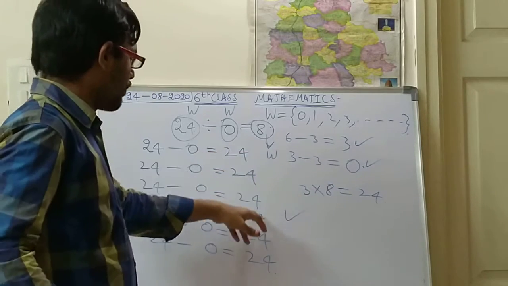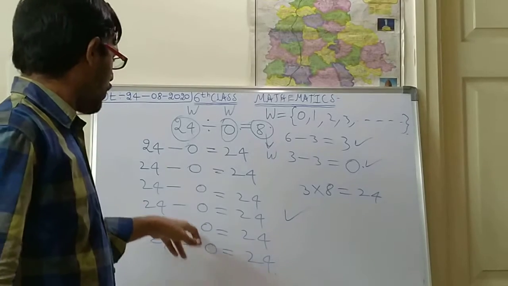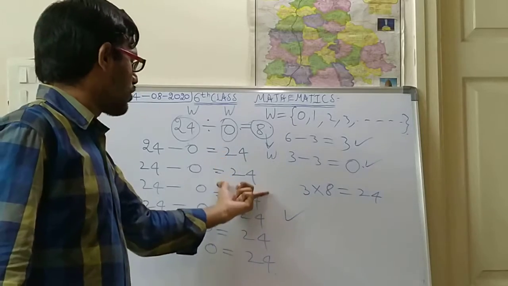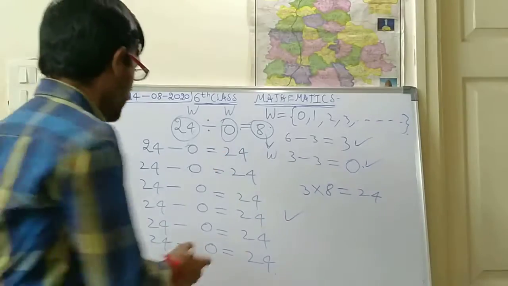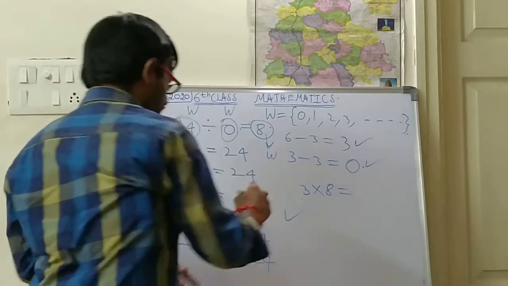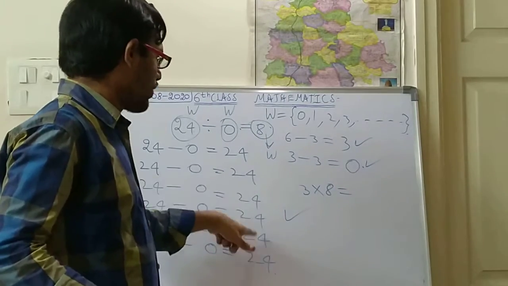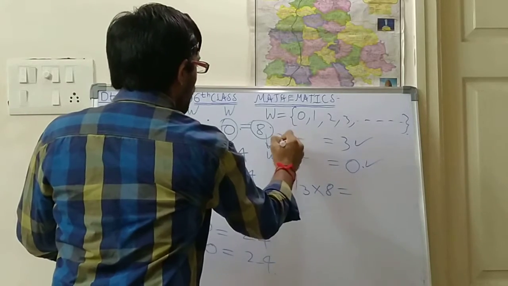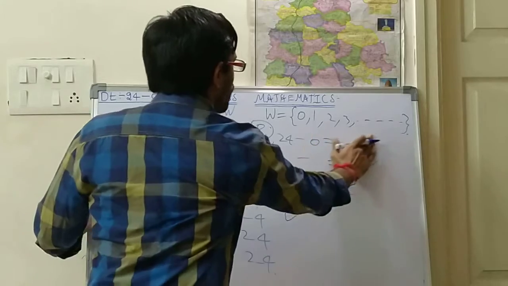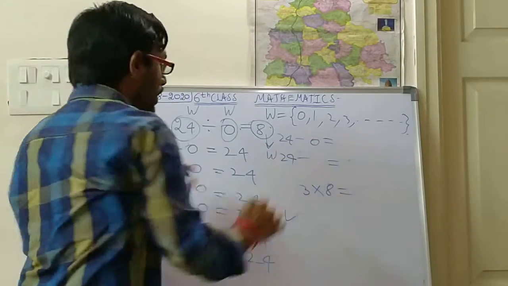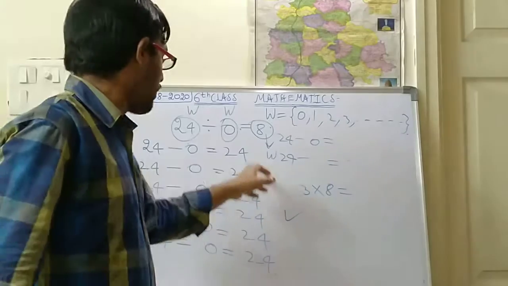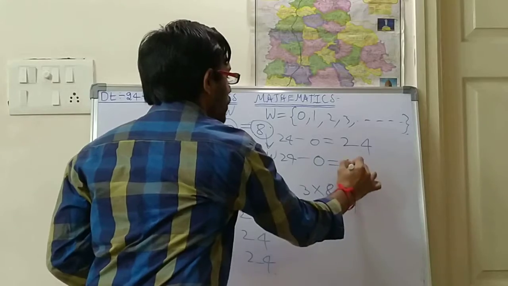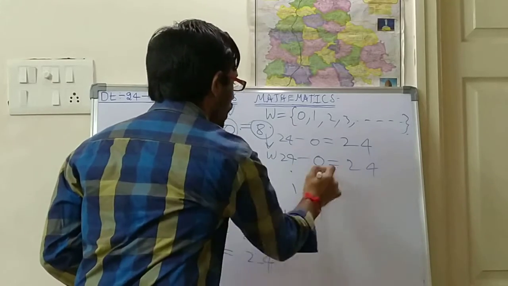So if we repeatedly subtract 0 from this 24, what answer are we getting? Repeatedly the same number is coming. So 24 is repeating so many times. Will we get 0 in the result, children? We won't get 0 at all. The number keeps repeating. Is it right, children? 24 minus 0, 24. Like this it will go on repeating.